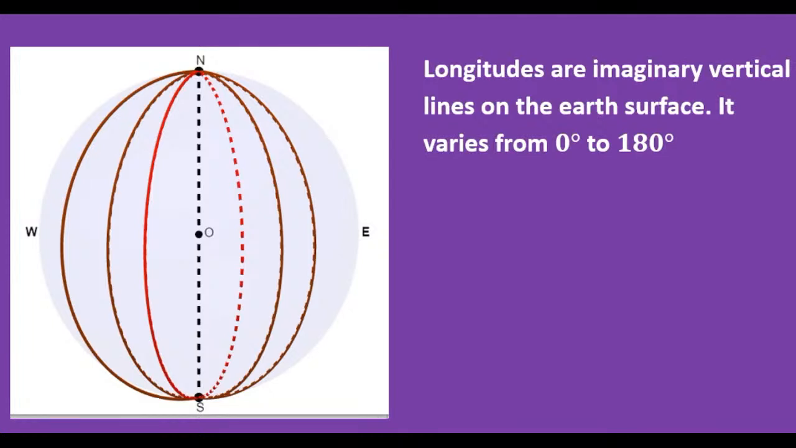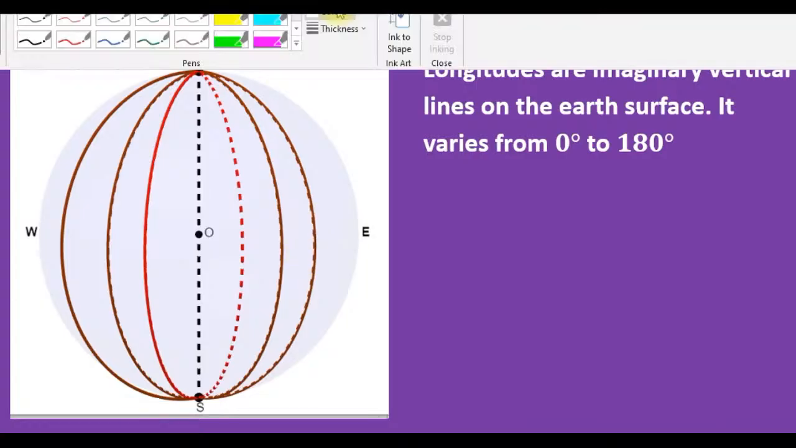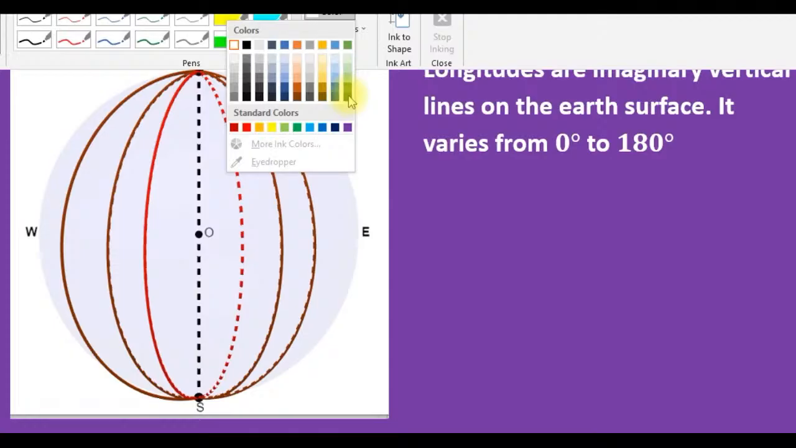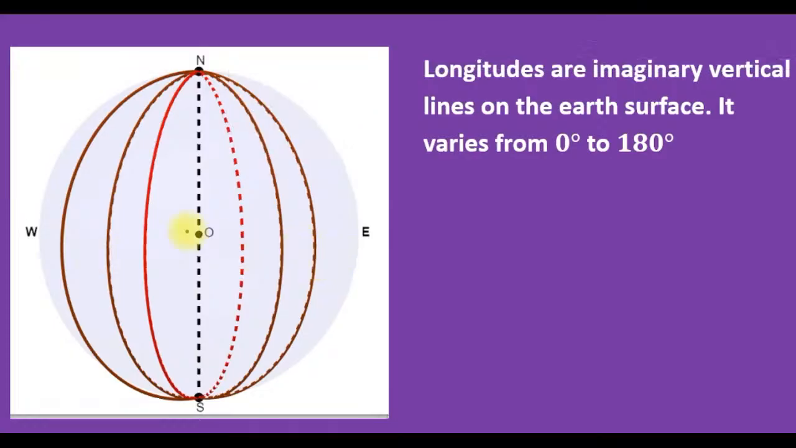Longitudes are imaginary vertical lines on the Earth's surface. They vary from 0 to 180. As you can see, the latitude runs from the equator to north or south, but this runs from what we call the prime meridian, that's longitude 0.